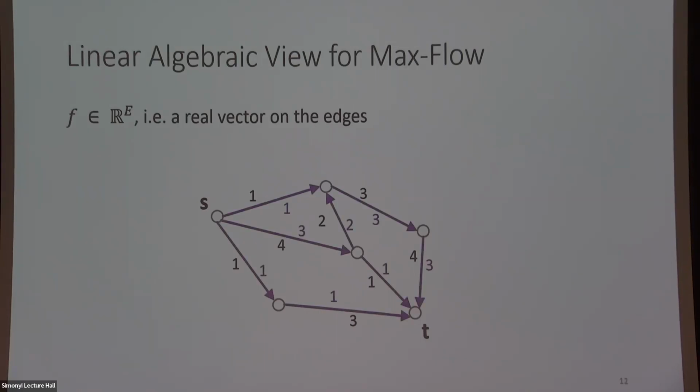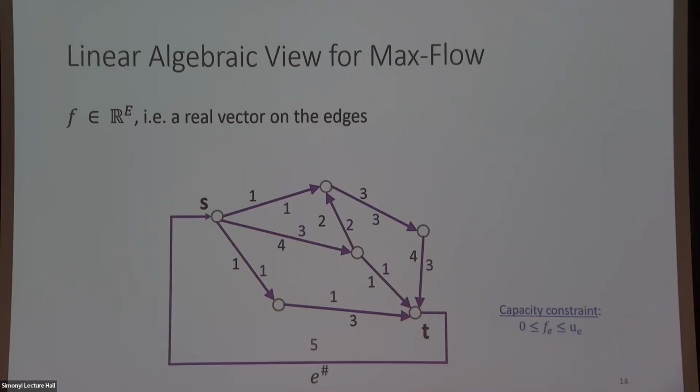So for example, this is what I'm going to call a flow. This flow needs to satisfy 2 properties to be compatible with the path-based definition. The first is that the amount of flow on edge e needs to be at least 0, and at most the capacity U_e.